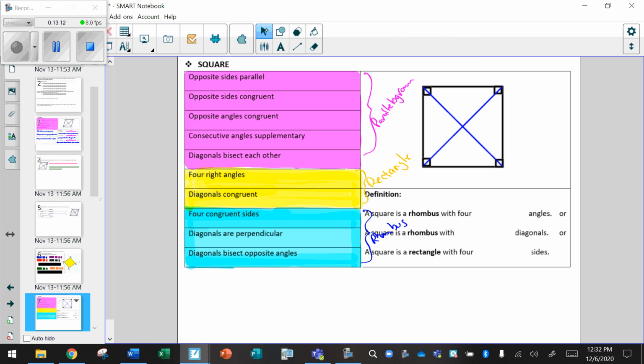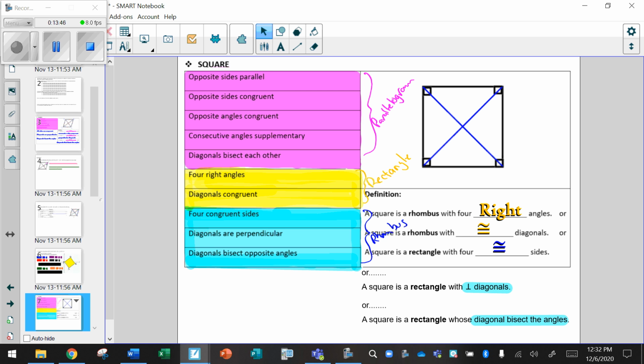So ultimately what I have to do is prove that it is a parallelogram, a rectangle, and a rhombus all at once. So that's 3 sets of information, 3 statements. One statement saying why it's a parallelogram, one statement saying why it's either rectangle or rhombus, depending on what you do first, and then the last statement why it's a square. So we can show that a square is a rhombus with 4 right angles. We can show it's a rhombus with congruent diagonals, or we can show it's a rectangle first with 4 congruent sides, and technically we could also show it's a rectangle with perpendicular diagonals, or a rectangle with diagonals that bisect the angles.